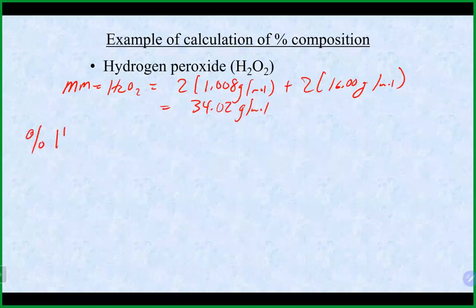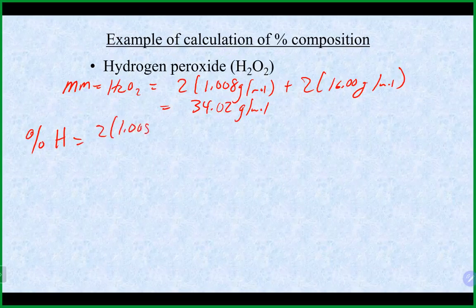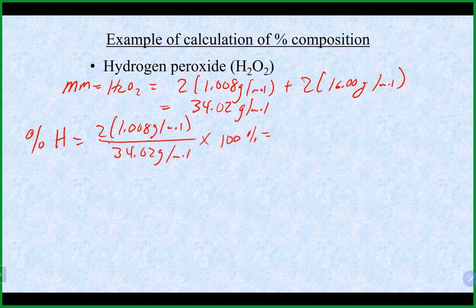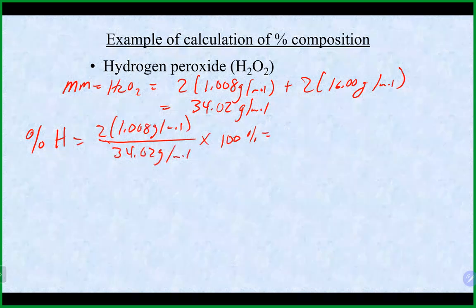So we can now figure out the percentage of each of the elements that are present. For the percentage of hydrogen, we have 2 hydrogens at 1.008 grams per mole, divided by the molar mass of the entire compound, times 100%. That would be 2 times 1.008 divided by 34.02 times 100, which gives us 5.926% hydrogen.